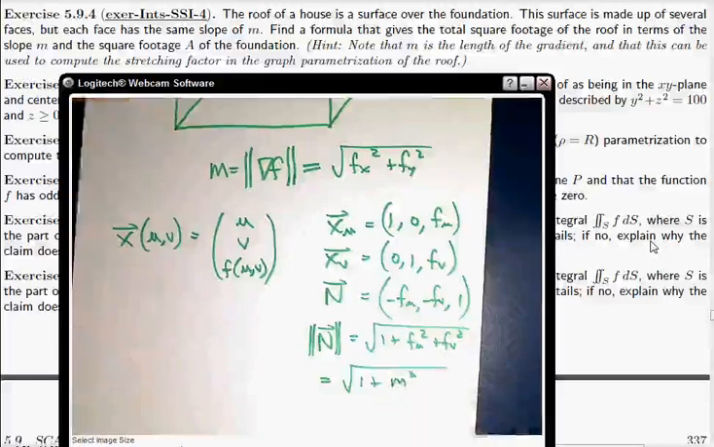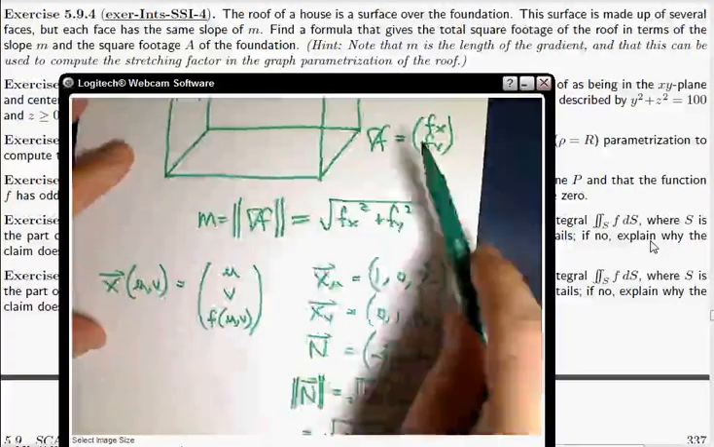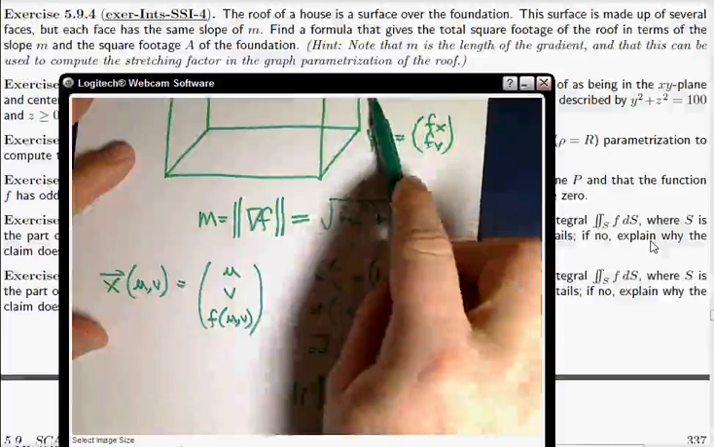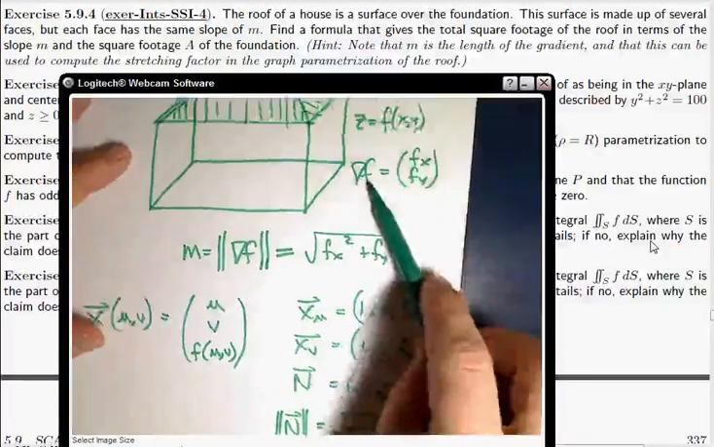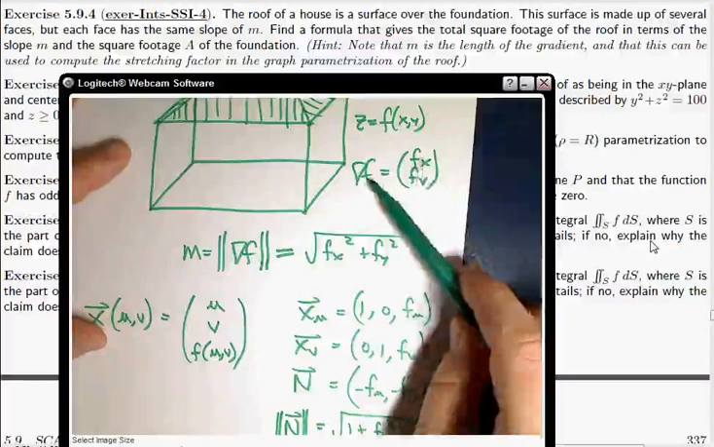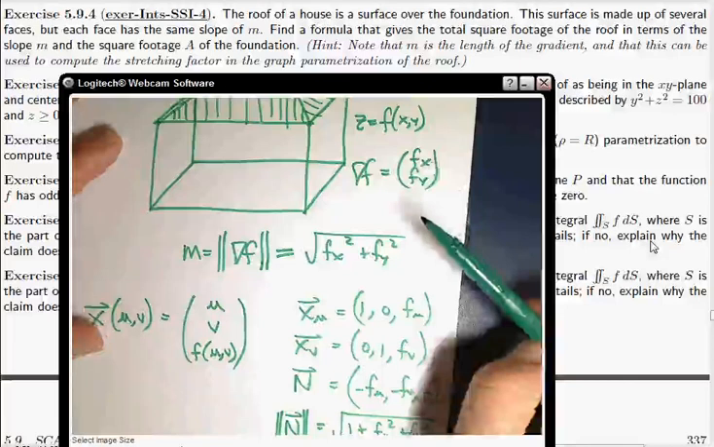Yeah? Can you show how you get the gradient again? Yeah, so keep in mind that what we've got here is a function that gives you height as a function of x and y, and the definition of the gradient vector is that it's just the partials of that function with respect to the different input variables. Does that make sense?